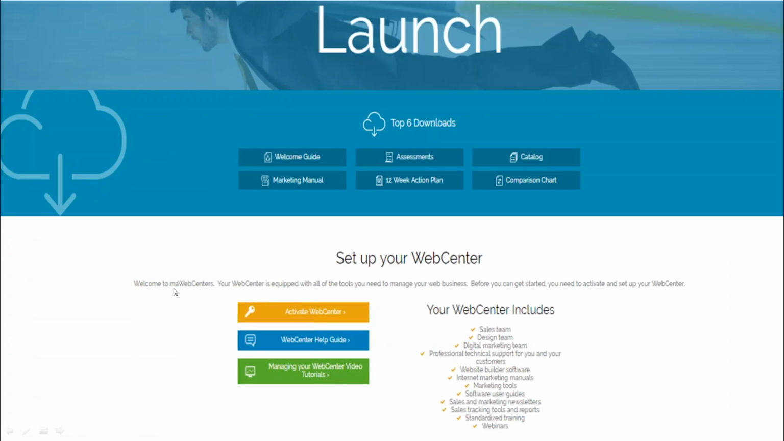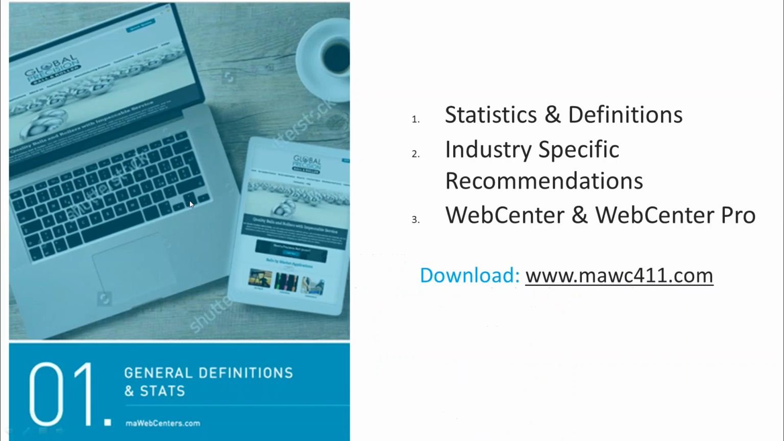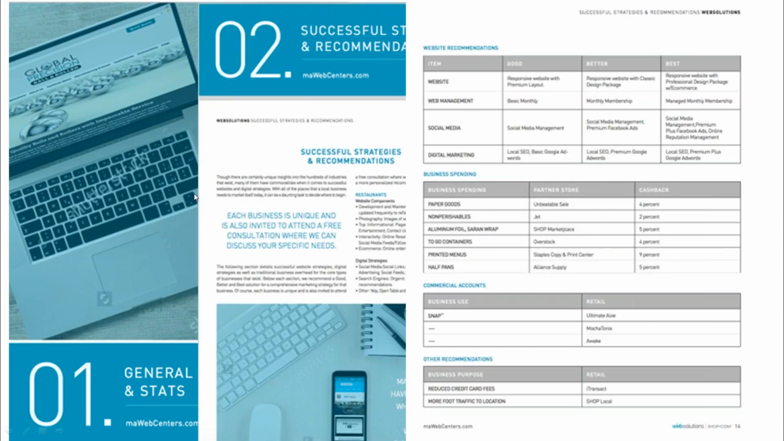Now, if you haven't already, you want to make sure to set up your WebCenter. If you want to get access to the marketing manual, which I'm going to show you in the next few pages, you can go to the launch page, click on the marketing manual button, and that downloads a PDF. Here are some of the pages of the marketing manual, which goes over all kinds of different industries and has different strategies for what may benefit them.